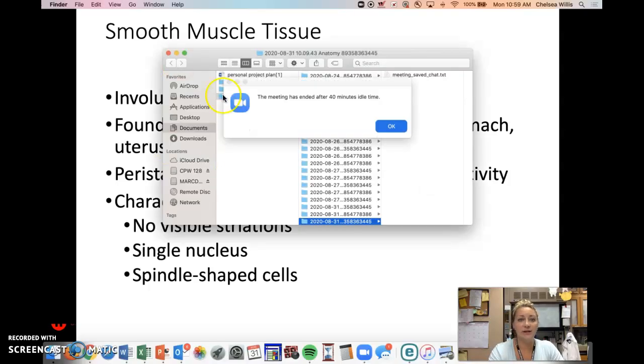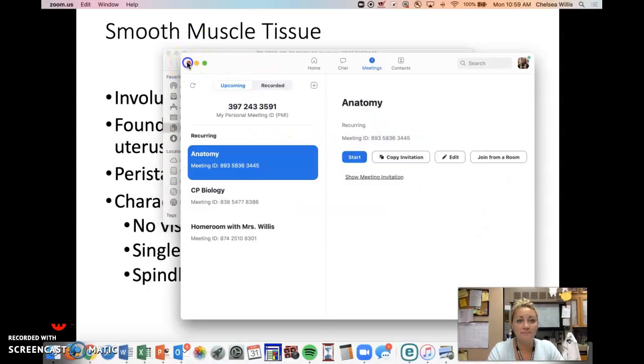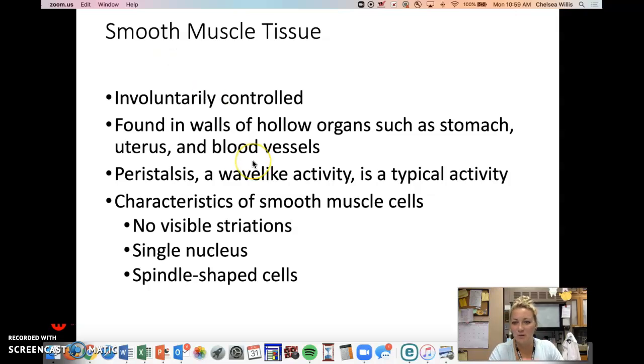Also involuntary. Oh, goodness. Sorry. Forgot that I had Zoom going on from the end of the last class.